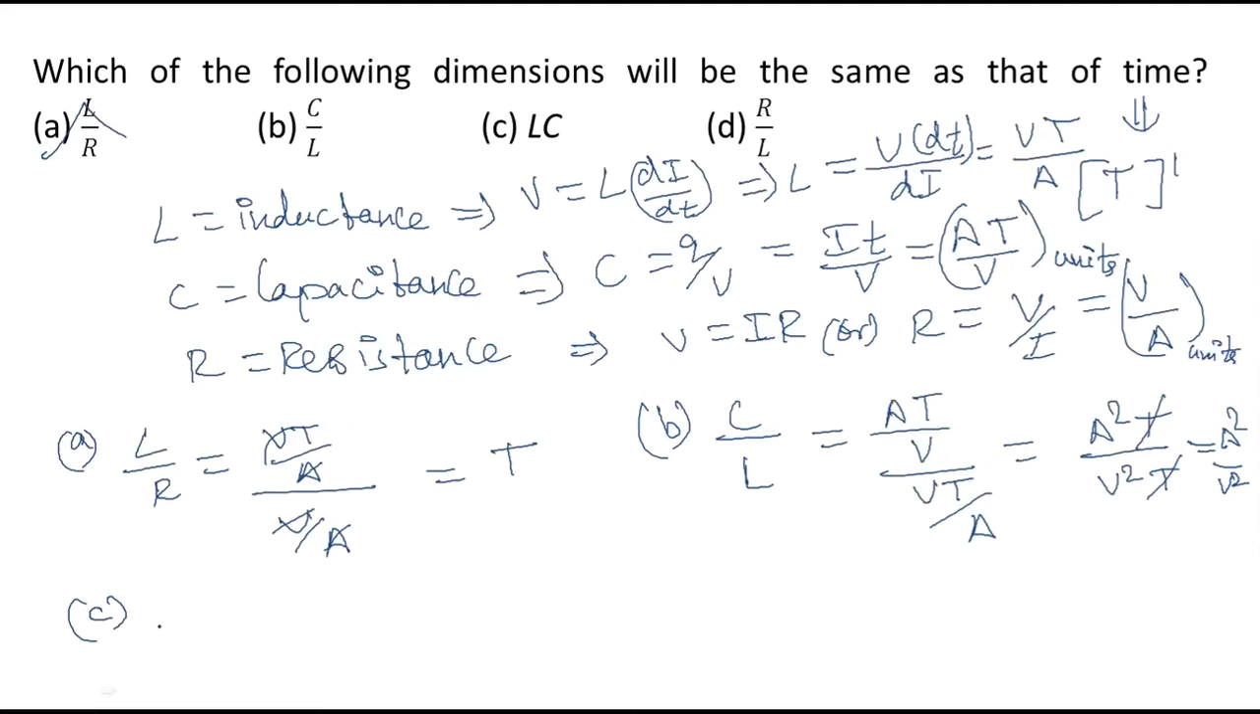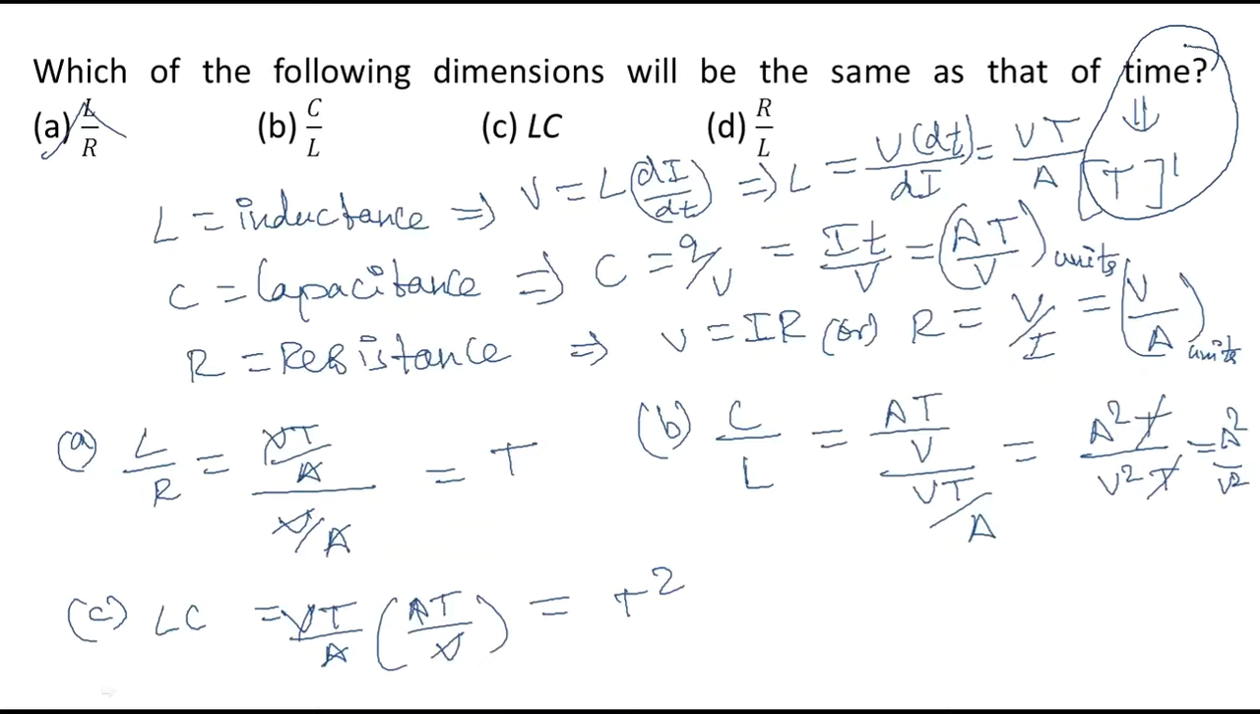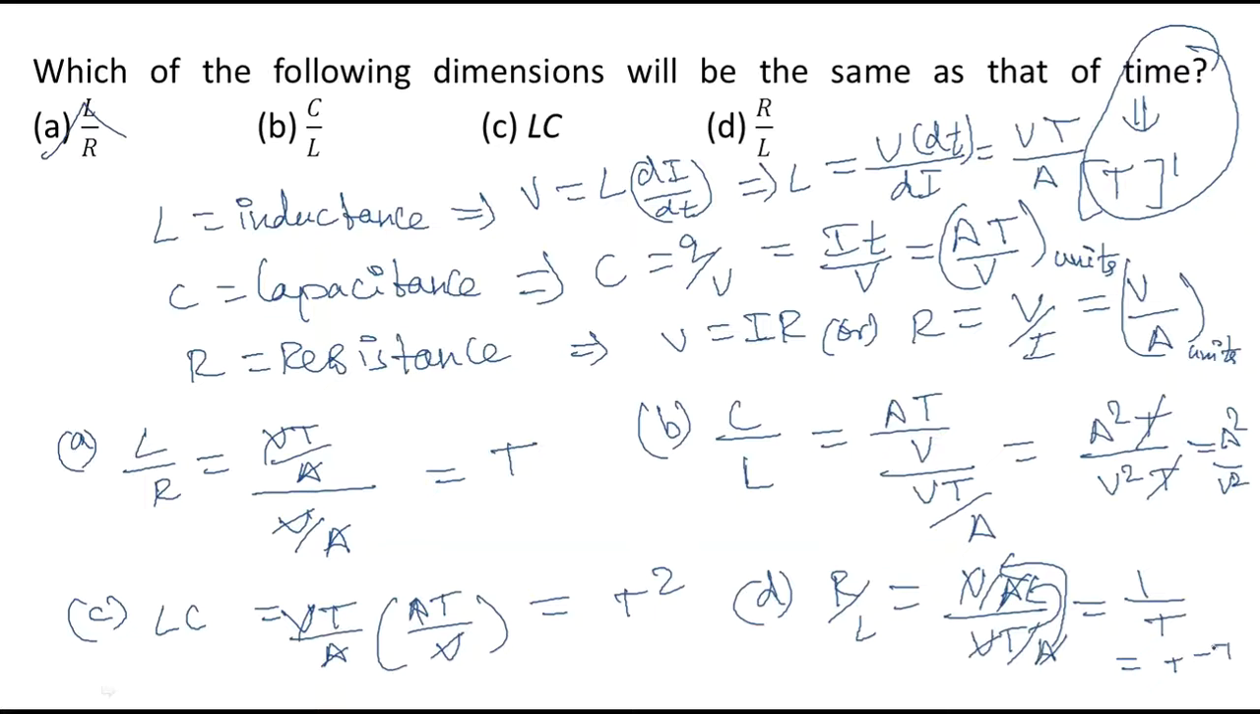Then coming to the third option, LC. Substituting L, V T by A, into C, A T by V. So here we get T square. This is not the dimension for time. The dimension for time is T power 1. So this is also a wrong option. Then coming to the last option, R by L: V by A divided by V T by A. V gets cancelled, A gets cancelled, we get 1 by T, that is T power minus 1. This is also not the dimension of time.